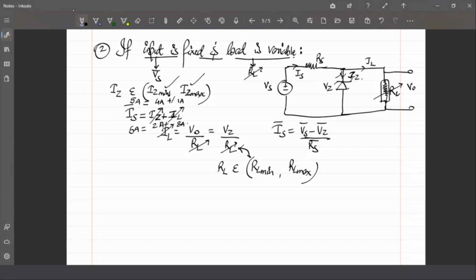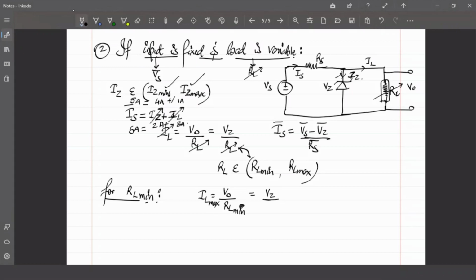Fine. So let us find out what is that minimum value of load resistance. For the minimum value of this load resistance, RL minimum, we need to find out what the value is. We know that the current through the load is equal to the output voltage divided by RL. Now when RL is minimum, the load current will be maximum because it is equal to V naught by RL. And V naught is nothing but equal to Vz, because Vz is the boundary condition we want.